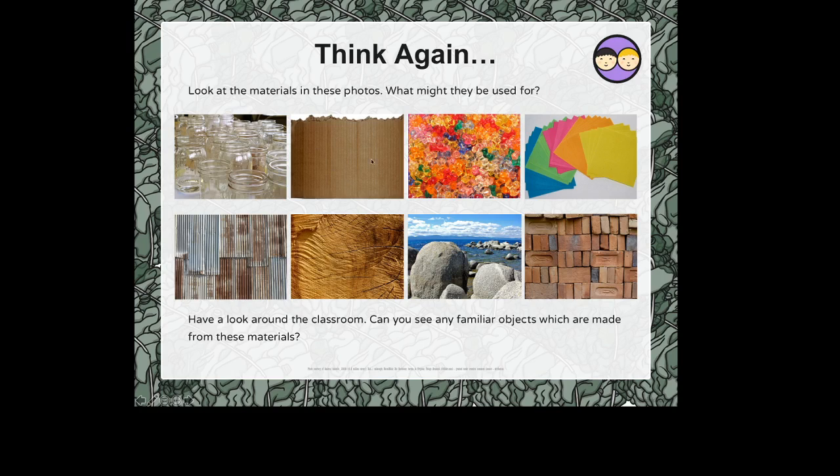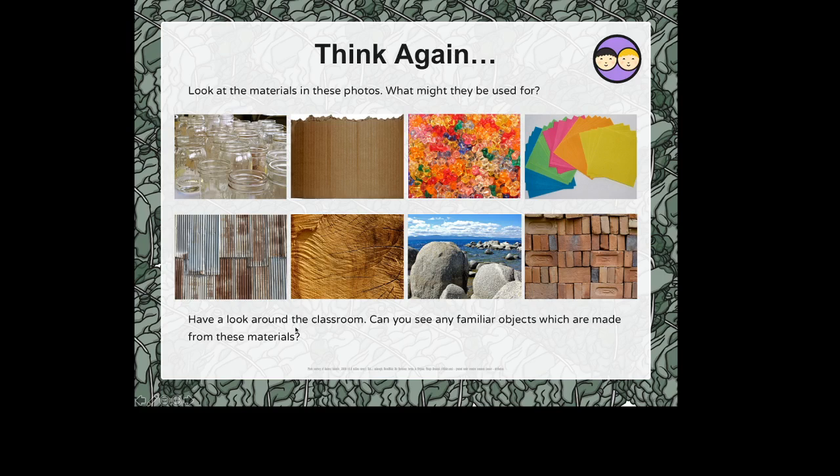What about cardboard? Where have you seen cardboard before? Plastic. You might be surprised actually for plastic. There's quite a lot of uses for plastic. Paper, metal. Here we've got some corrugated iron walls or fencing or roofing. Wood, what do we use wood for? Stones or rocks, and then bricks.